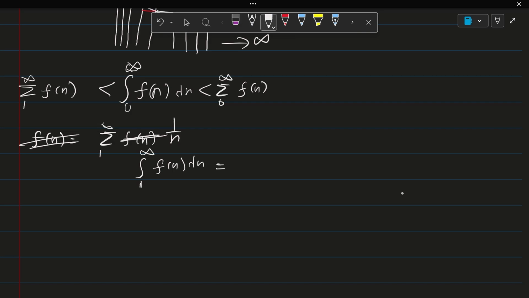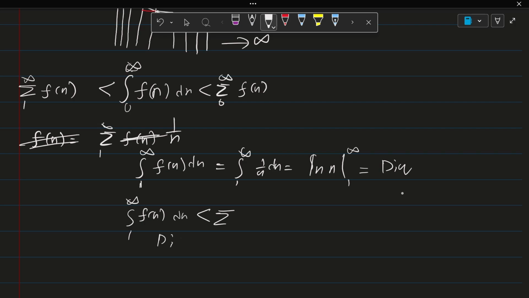And so if you try to plug it into your integral from 1 to infinity of 1 over n dn, this is going to be natural log of n from 1 to infinity. And this is divergent, because if you put infinity in, it will explode to infinity, which means that this is divergent. And so because the integral from 1 to infinity of fn is divergent, it means that the sum of 1 over n must also diverge. So this is just a comparison check, but instead of using other series, you're using integrals.